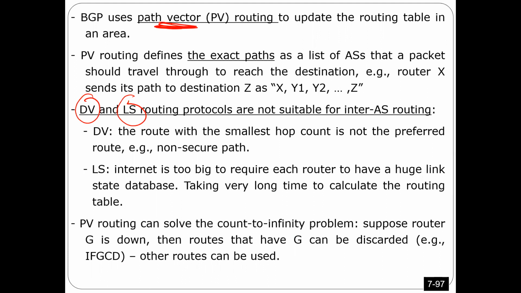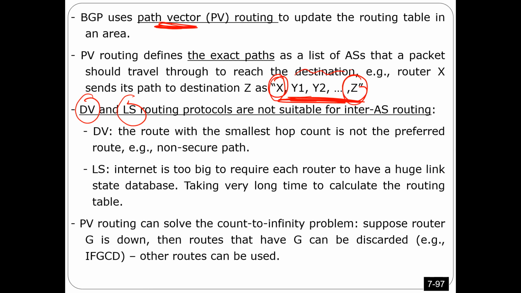When I explained DV or LS, I explained what kind of information we need to share. Here in PV routing, you can tell from the English name. You remember DV means distance vector, because I have to share the distance from me to every destination, right? But with path vector, the information you advertise is the complete path. That means I can know the complete path. If I am AS number X and I want to forward to Z, I know the complete path.